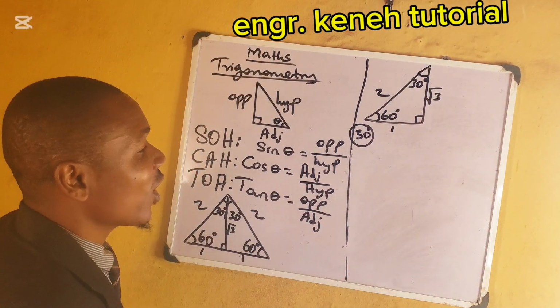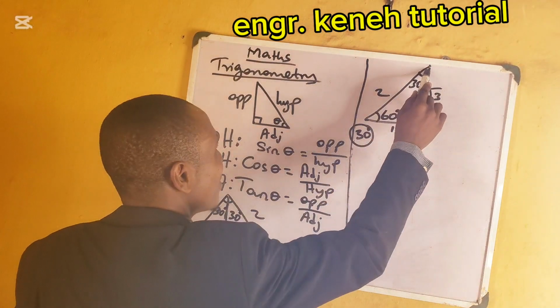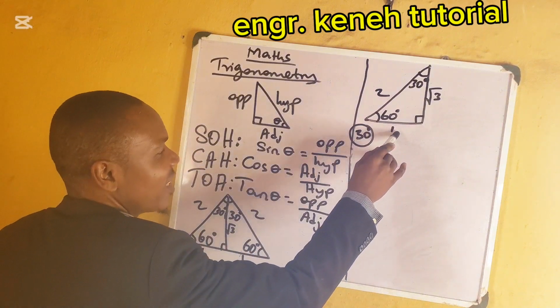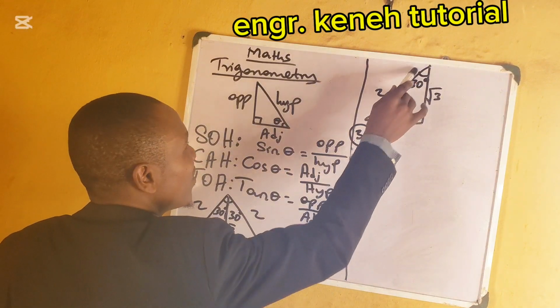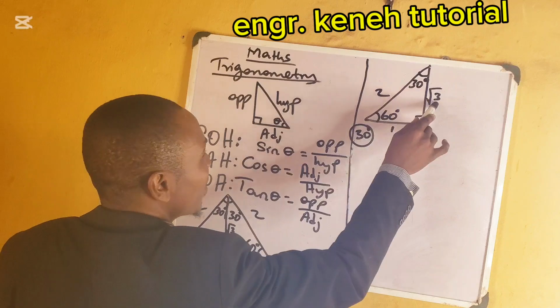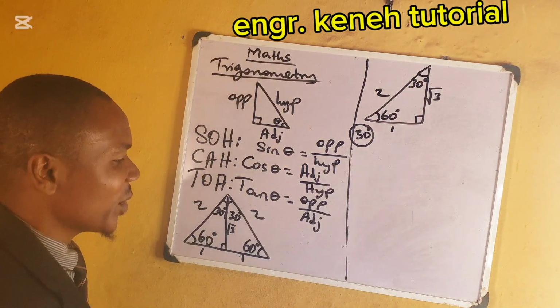All right, so if you are considering angle 30 degrees, which is this one, the side facing it is opposite. That means opposite is 1. Hypotenuse is 2, while the third side is the adjacent, which is root 3.